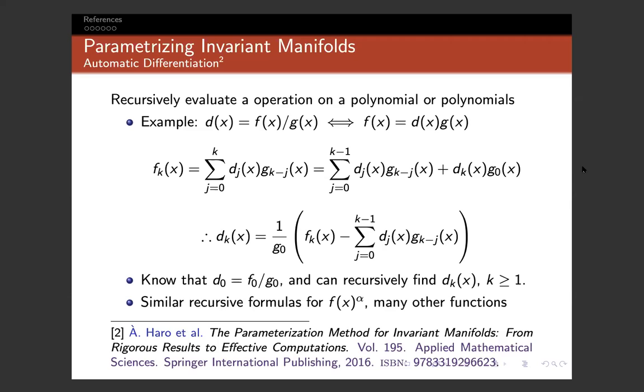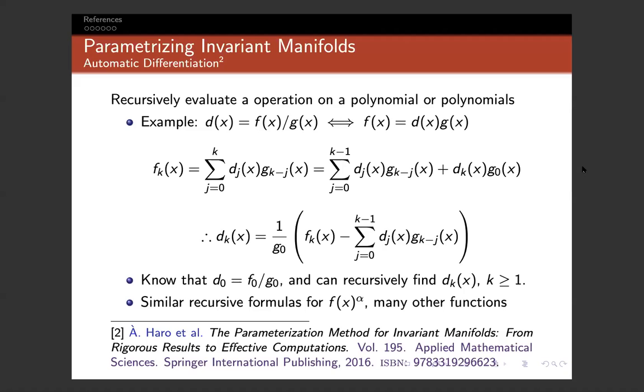First of all, we have automatic differentiation, where you can recursively evaluate an operation on a polynomial or on a set of polynomials. So for example, if you want to divide two polynomials, let's say that you know the coefficients of f and g. In fact, this isn't just for polynomials, but even for formal series. What you can do is multiply them, and the usual formula for the x to the k coefficient of f equals d times g is here, and then rearrange it, and what you get is this formula for the x to the k coefficient of the quotient.